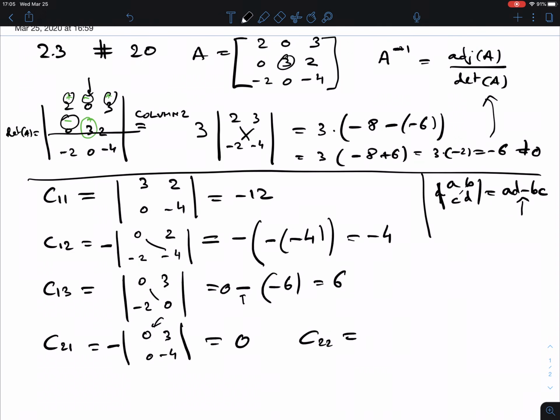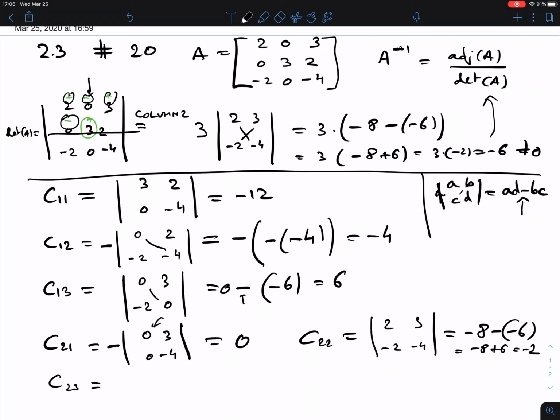So C22, let me get myself a little bit more space here. C22, I'm talking about this. This corresponds to a plus sign, and therefore what's left is 2, 3, negative 2, negative 4. That is negative 8 minus negative 6, that is negative 8 plus 6, that is negative 2.